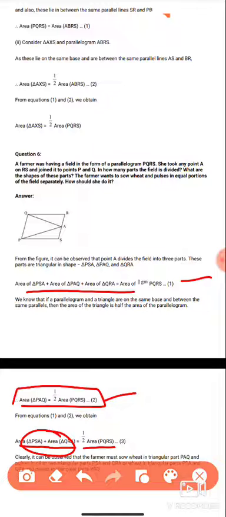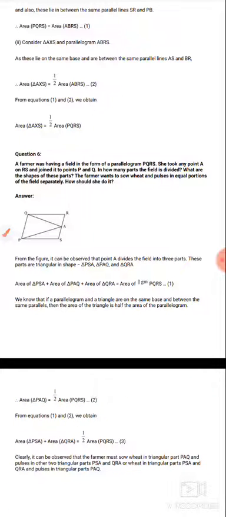So clearly it can be observed that the farmer must sow wheat in triangular part PAQ and pulses in the other two triangular parts PSA and QRA, or wheat in triangular parts PSA and QRA and pulses in triangular part PAQ. Okay, either way the farmer can choose the option if she wants to sow wheat in one part or pulses in two parts. So this is exercise 9.2.